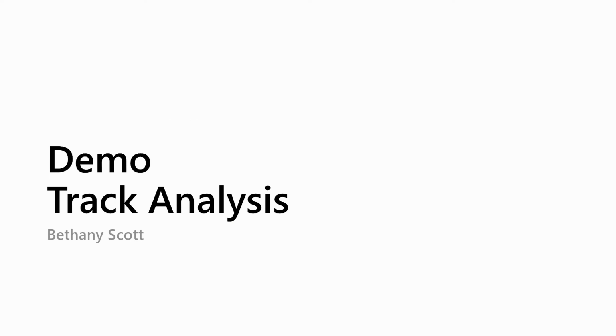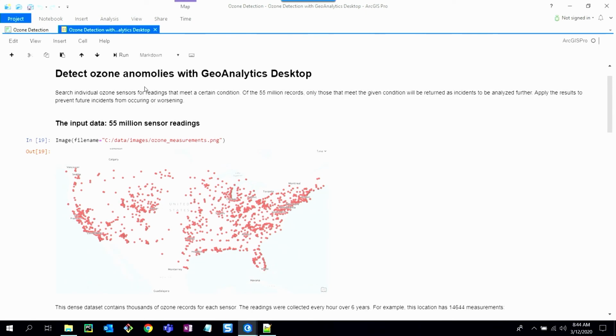Thank you, Sarah. As Sarah has introduced, we do have a few track analysis tools, but the one that I'm going to demo today is Detect Incidents. I'm going to detect ozone anomalies using the GeoAnalytics Desktop tools. This tool is going to work by searching through about 300 unique sensor locations. You can see these in my map here.